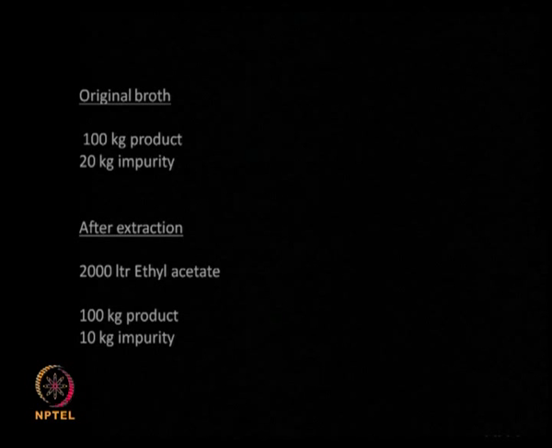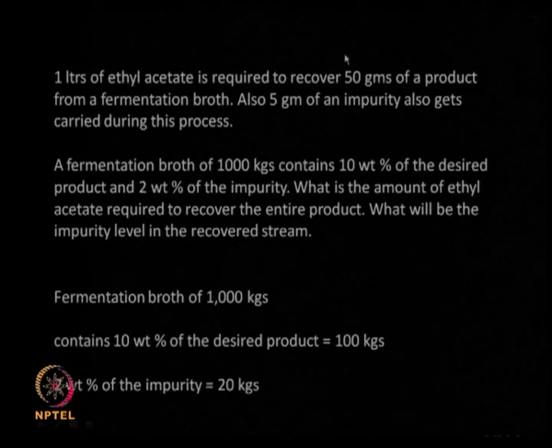If the partition coefficients are largely different, then extraction is a good method. In this particular problem, you had 50 grams of product taken in by 1 liter of ethyl acetate, and 5 grams of impurity taken in by 1 liter of ethyl acetate. That means there is a difference in the partition coefficient by an order of magnitude, 10 times difference, right.